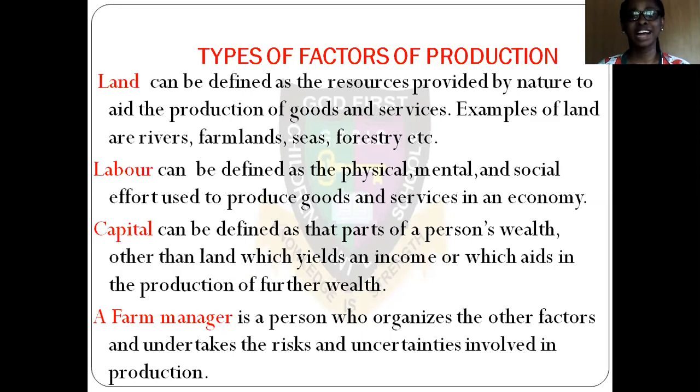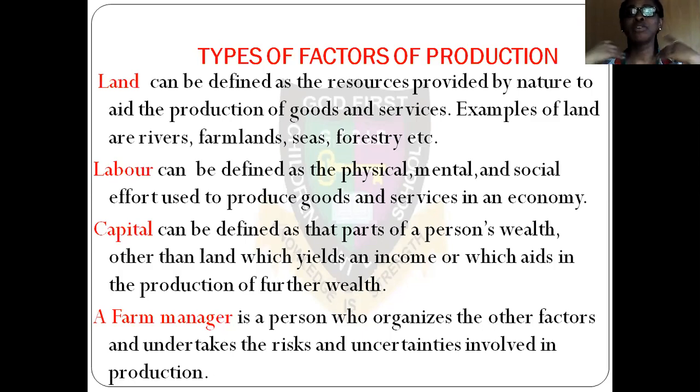We'll move to labor. Labor can be defined as the physical, mental, and social efforts used to provide goods and services in an economy. Without the physical, the mental, and the social effort, labor cannot take place. So it combines the physical, the mental, and the social effort for labor to take place.